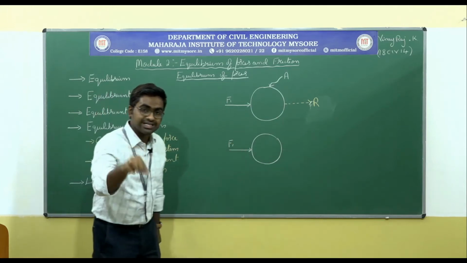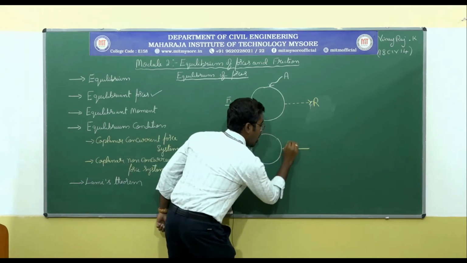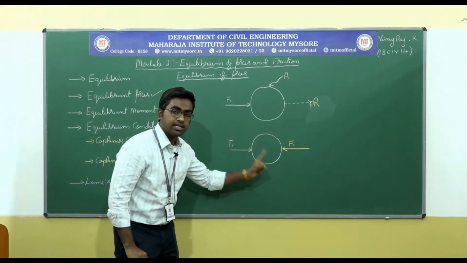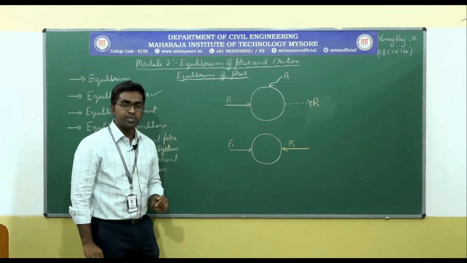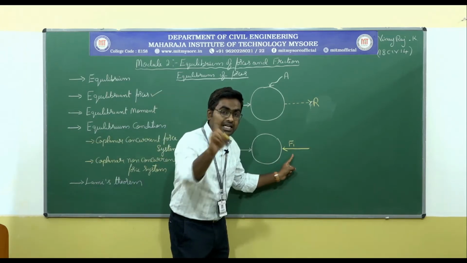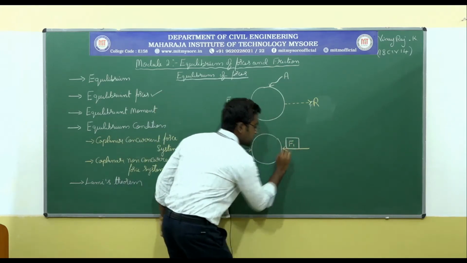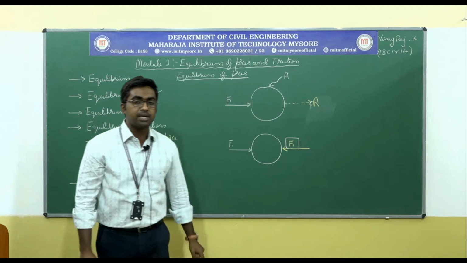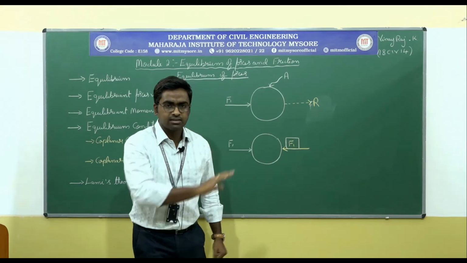If you want to bring the resultant to 0, then you have to apply one more force of the same magnitude but in the opposite direction. Now the resultant of this system is 0. Now this system is in equilibrium. To bring this system to equilibrium, this force is responsible. That is the reason why this force is called the equilibriant force. This force is responsible to keep the body, or to keep the system, in equilibrium. That is the reason why it is called the equilibriant force. That's it.